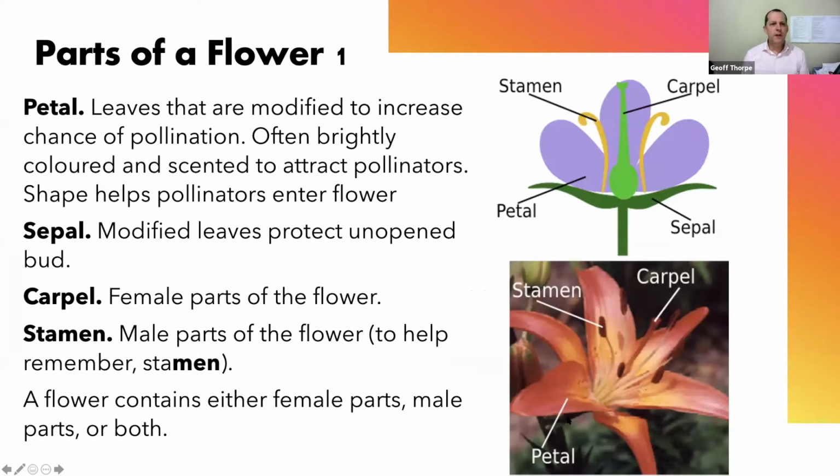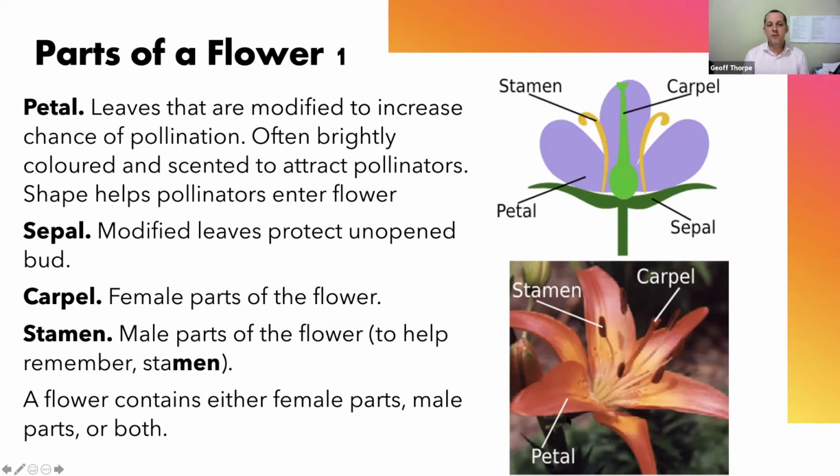Okay, starting to look at parts of a flower. Some of the most obvious ones we would know would be petals. These are leaves that are modified, so they actually were leaves, but they're different to increase the chance of pollination. They're often brightly colored and scented, meaning they've got a smell to attract pollinators. The shape of them also helps the pollinators walk in and enter the flower.